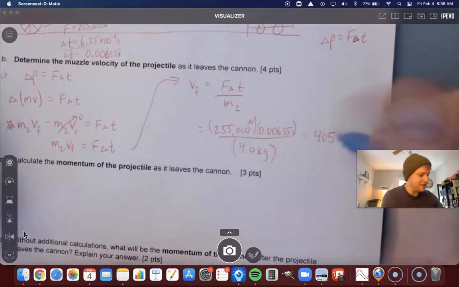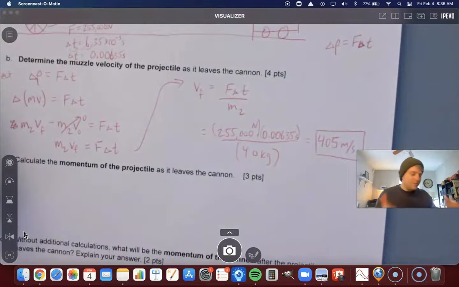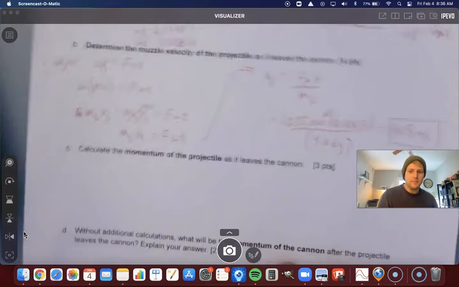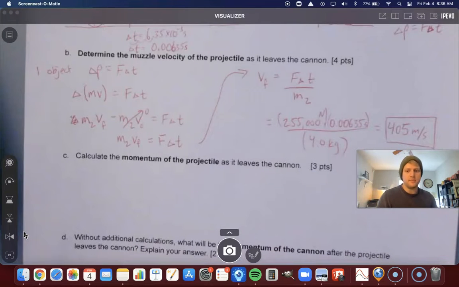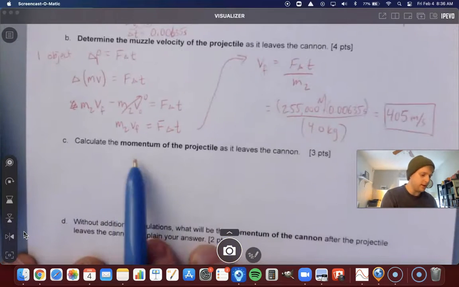Now that's somewhere close to, a little bit higher than the speed of sound, but it's not completely way too low or way too high. Again, I made this question up, so it seems like a reasonable answer to me. Then it says calculate the momentum as a projectile leaves the cannon. I've told you before that this is a pretty unusual thing. Almost never will we actually want to know the momentum.